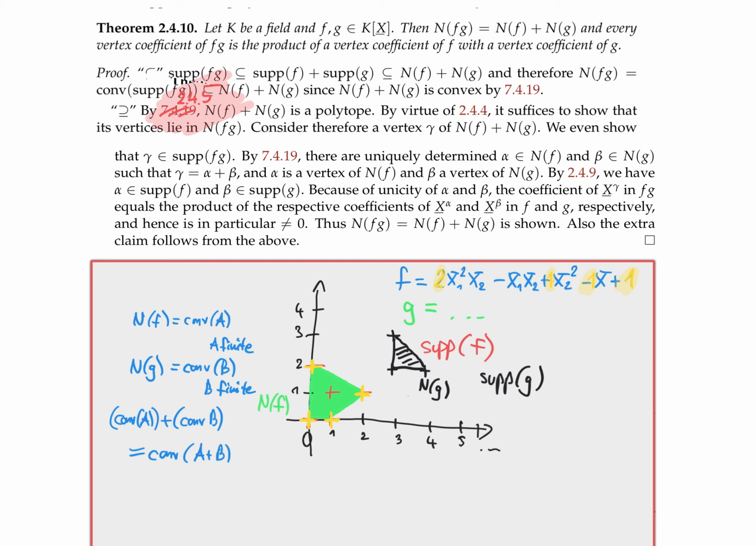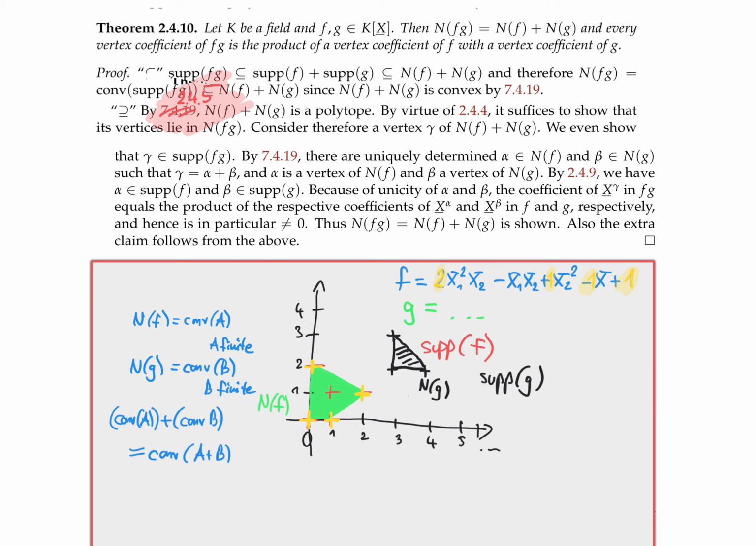So you multiply the coefficients, which you don't see in this picture, right? That's how you multiply. And you do all possible combinations, right? Now you see that the Newton polytope of f times g is the sum of these Newton polytopes.